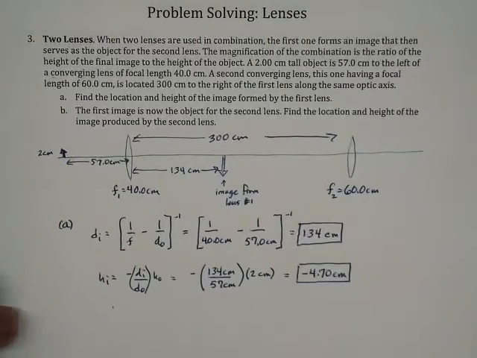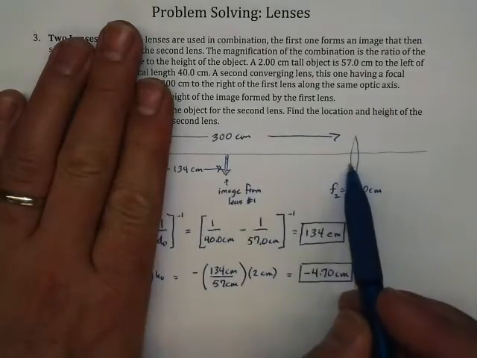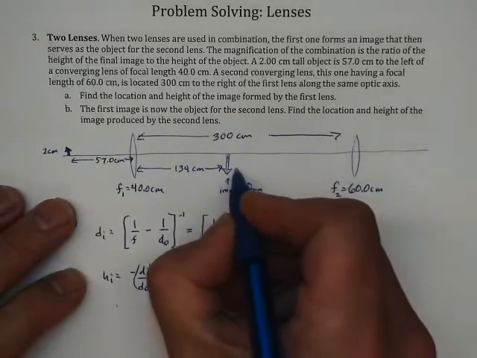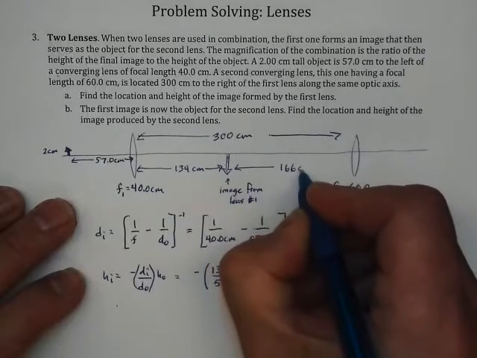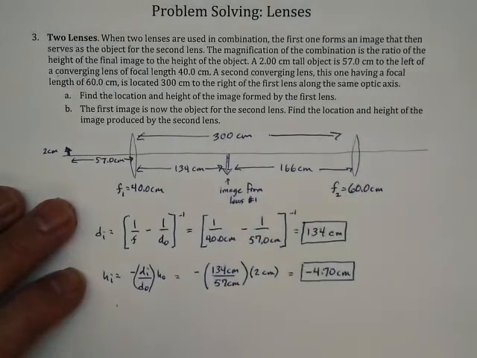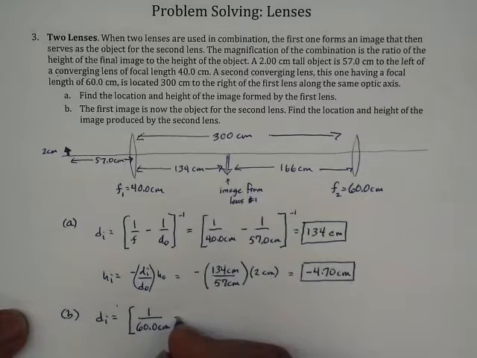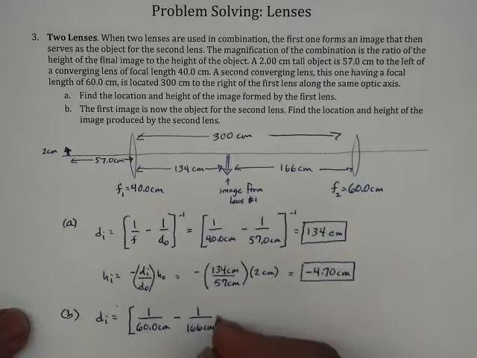So now to do part 2, where I want to know the image formed by lens number 2, I'm essentially ignoring lens number 1, and I'm treating this image from lens number 1 as the object for lens number 2. Since this is 134 centimeters and the lens to lens distance is 300 centimeters, this means this is 166 centimeters from lens number 2. And I use that to do my new image calculation. So the new focal length for lens number 2 is 60 centimeters. My new object distance is that 166 centimeters.